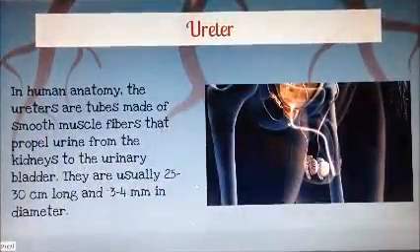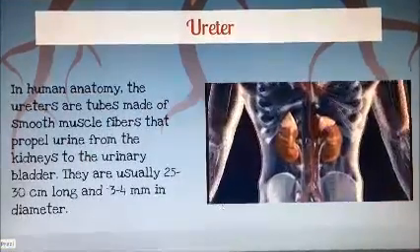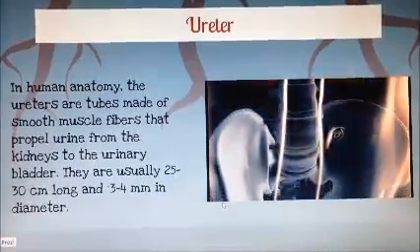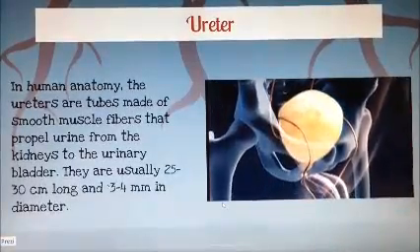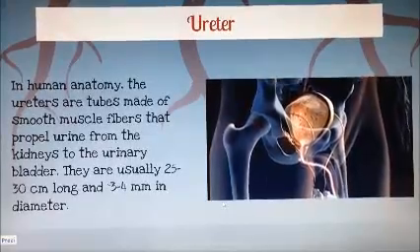In human anatomy, the ureters are tubes made of smooth muscle fibers that propel urine from the kidneys to the urinary bladder. They are usually 25 to 30 centimeters long and 3 to 4 millimeters in diameter.